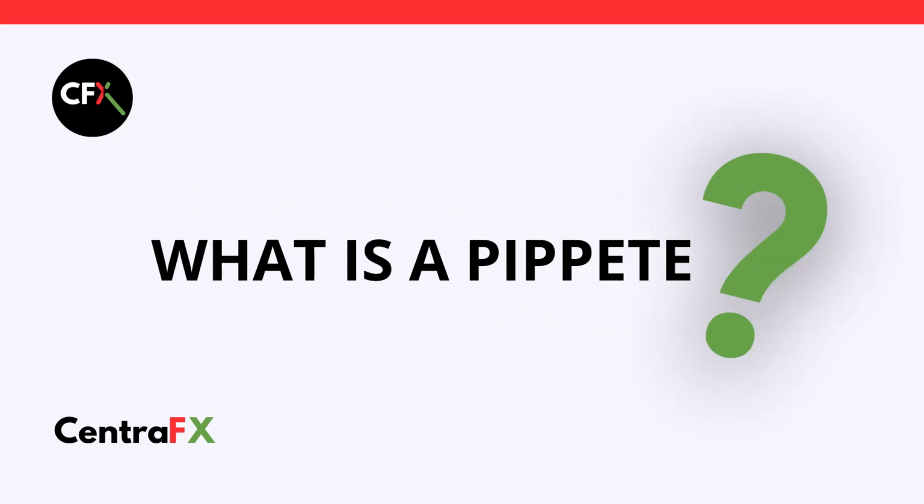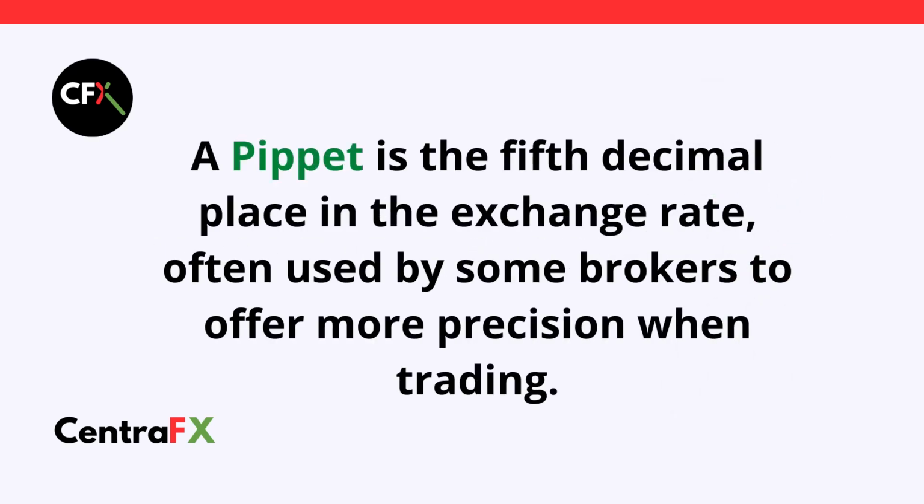Now let's talk about pipettes. A pipette is like a tiny baby brother of a pip. It's the 5th decimal place in the exchange rate, often used by some brokers to offer more precision when trading. It's like a fraction of a pip.